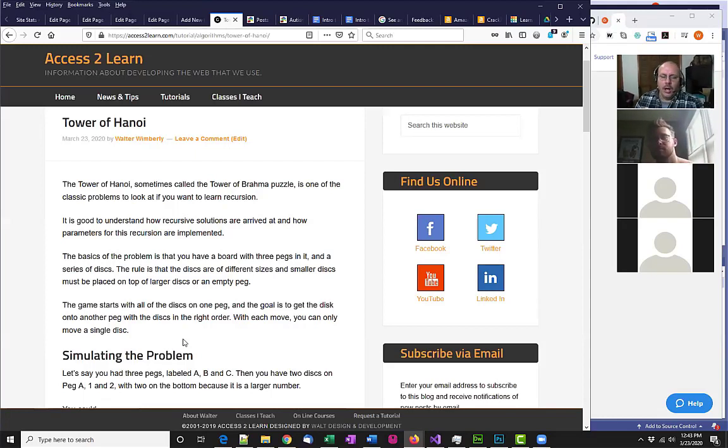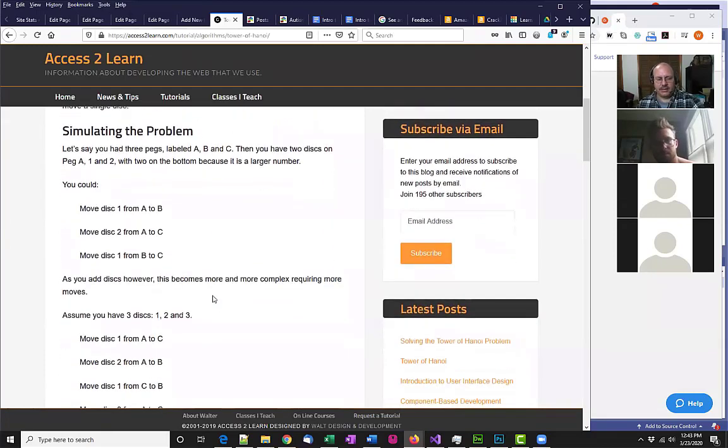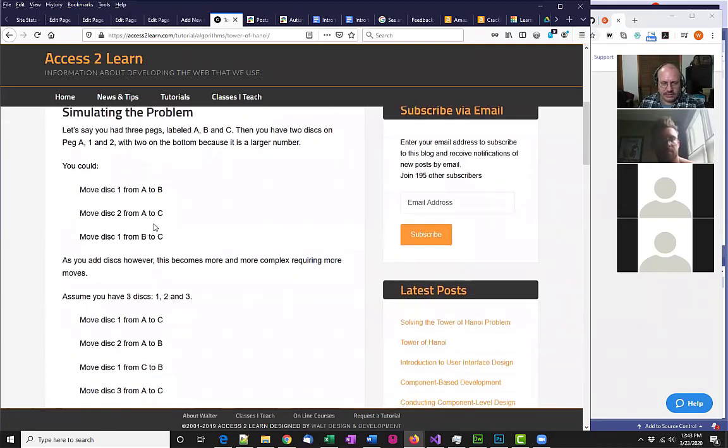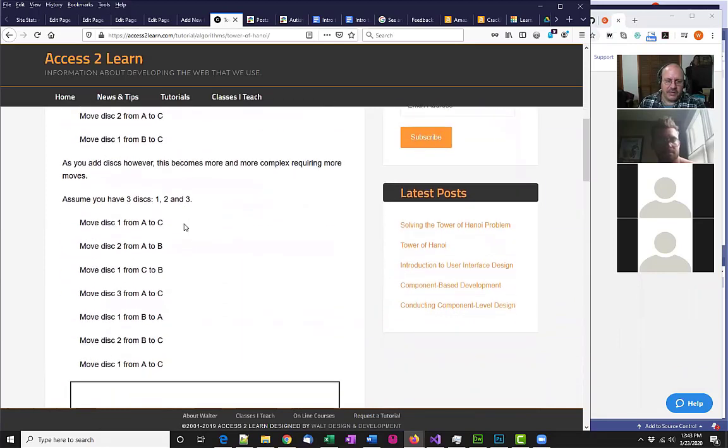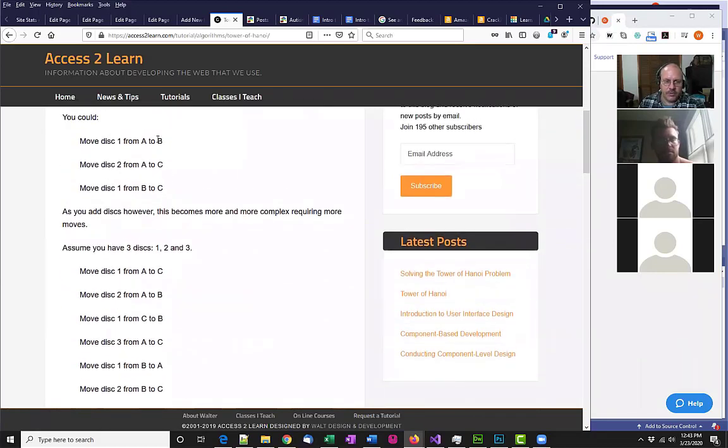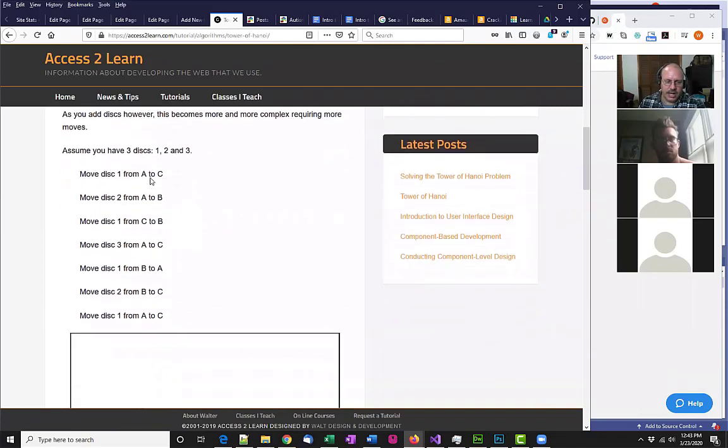The problem is, as I start adding more and more discs, and I've kind of got it listed here: if I have 2 discs, here's the solution. If I have 3 discs, notice I go from 3 to 7 steps. Those are my 7 steps: A to C, A to B, C to B, A to C. It just goes back and forth, back and forth. This starts getting more and more complex over time.